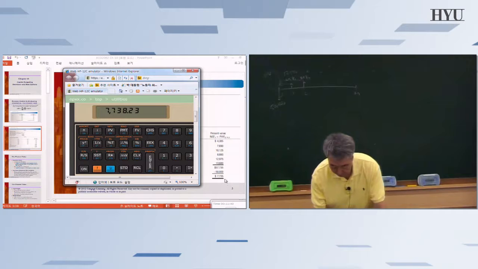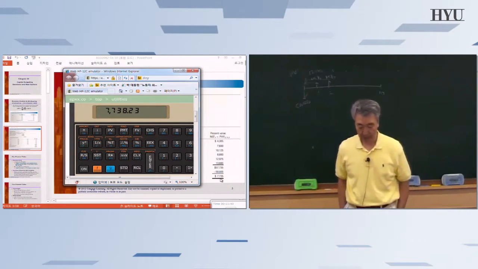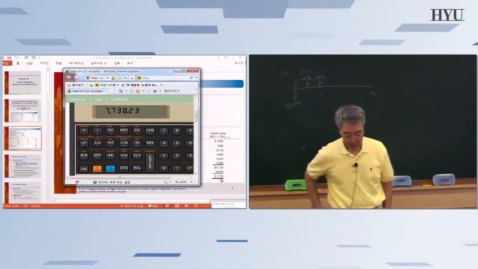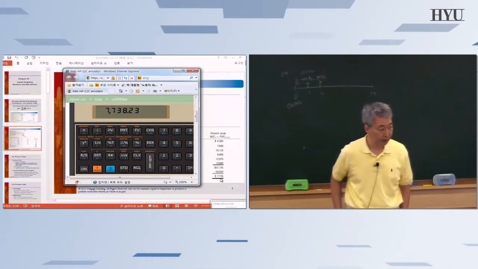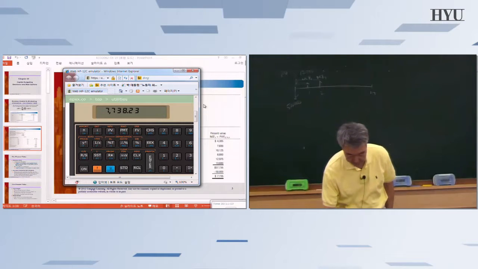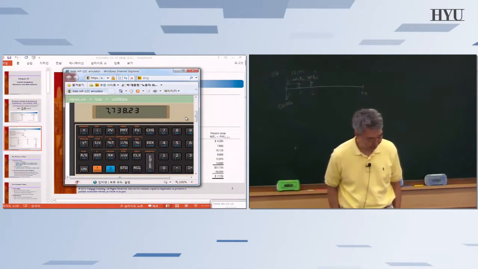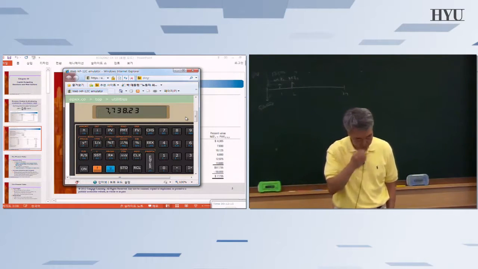7,738, right? Here, the textbook calculation is 7,735. Again, the slight difference between the table version and the calculator version. So you can use the calculator to come up with the net present value easily, right?